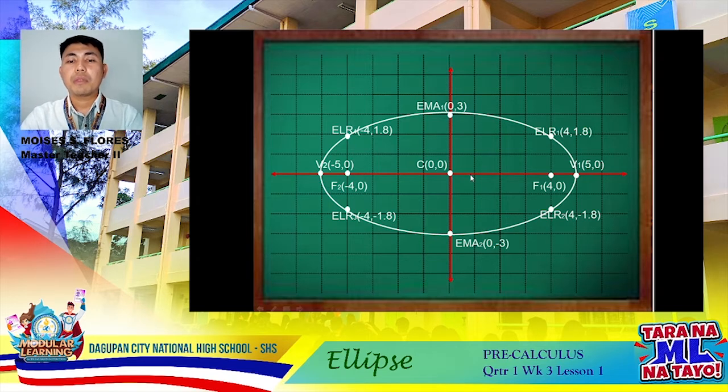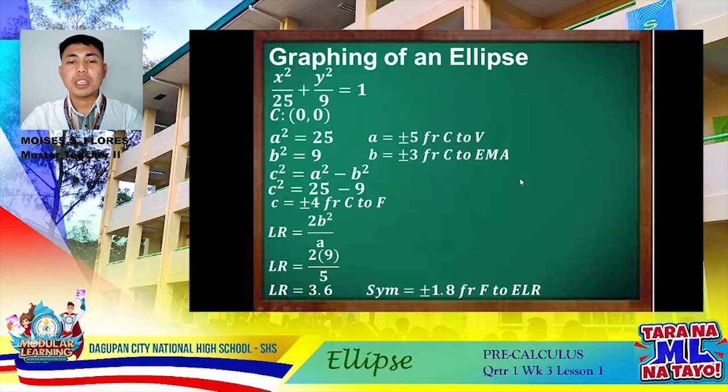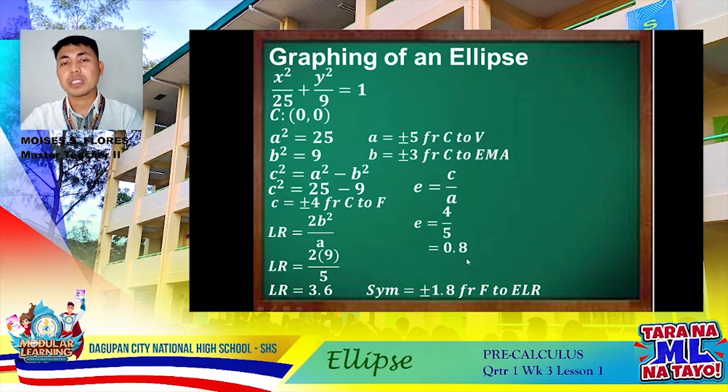A while ago, we identified that it is said to be a horizontal ellipse. Okay, we are not done yet. We need to solve first for your eccentricity. Our formula for eccentricity is c over a. Our value for c is 4, and of course our a is 5. And take note, the eccentricity of an ellipse should always be less than 1. So 4 over 5 or 0.8, that's correct.